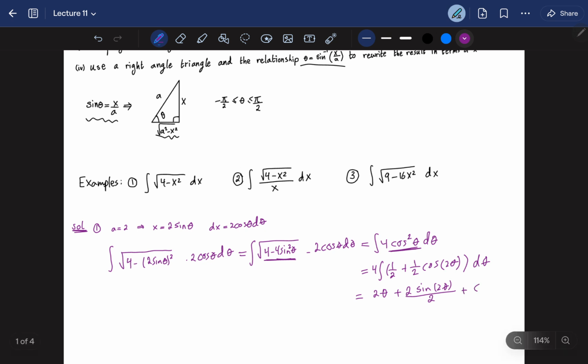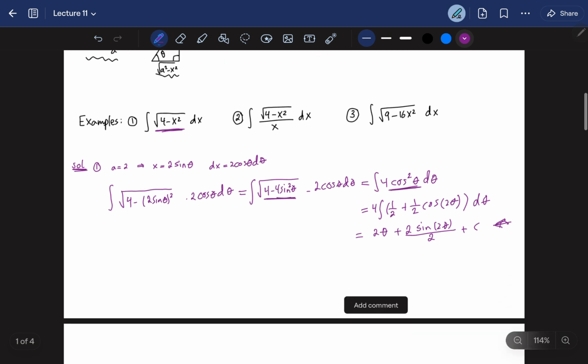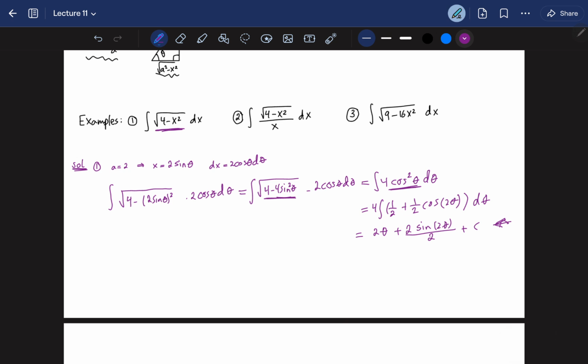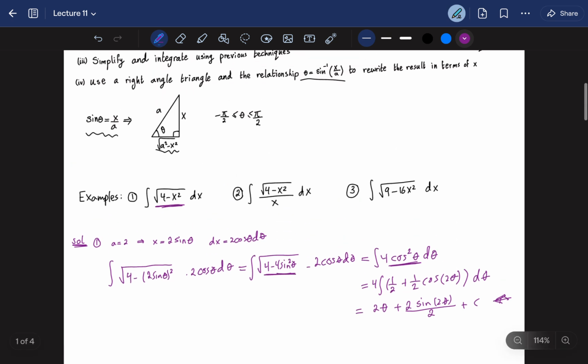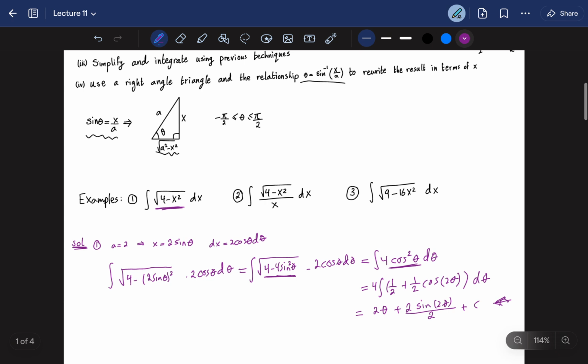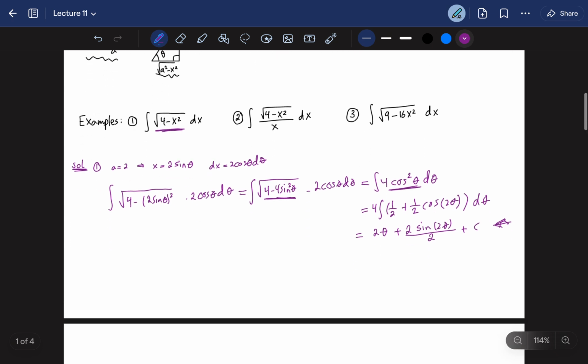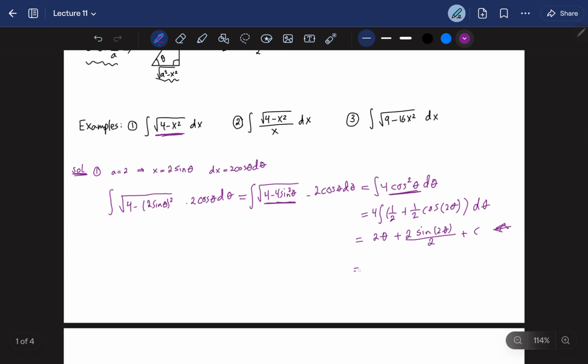Now if you see, I started with an integral in terms of x, but I ended with an answer in terms of theta. So I need to find an answer in terms of x. To do that, we're going to use either the right angle triangle, or if we have theta, I'm just going to write it as sine inverse. So here, since I have a theta, this is just 2 sine inverse of x over a, which is 2.